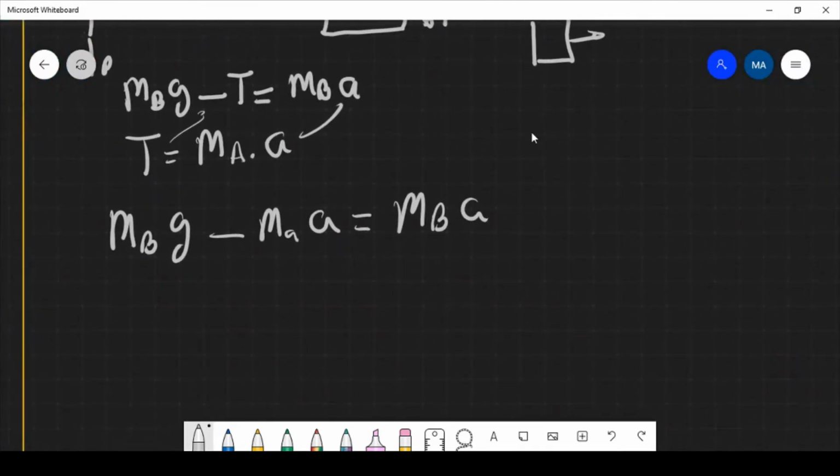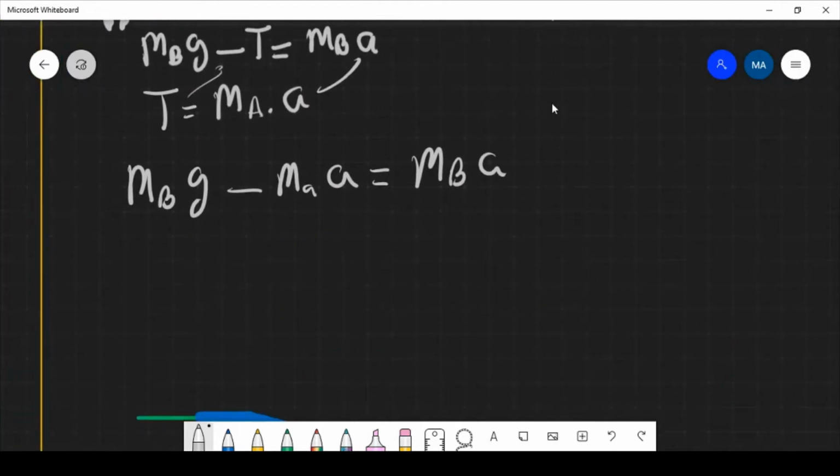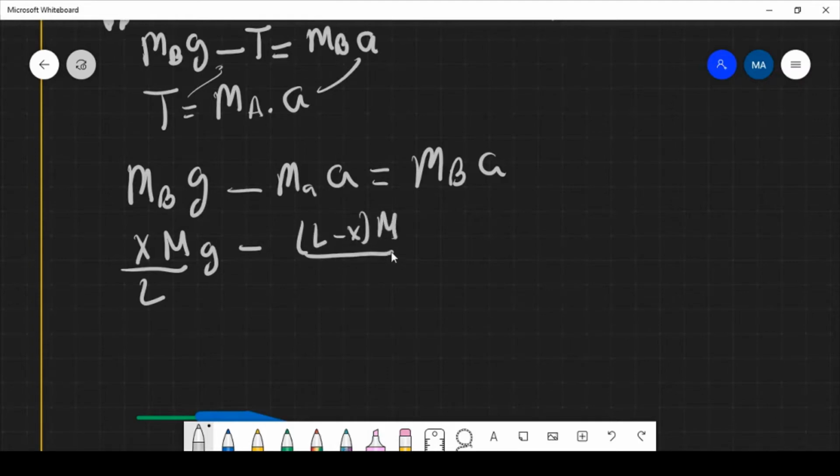So it's okay. So the mass of B is what? It is X multiplied by M divided by L, and here's G, minus the mass of M, it is L minus X multiplied by big M divided by L, and here multiplied by this A over here, equals the mass of B, X multiplied by M divided by L, okay, multiplied by this A over here.